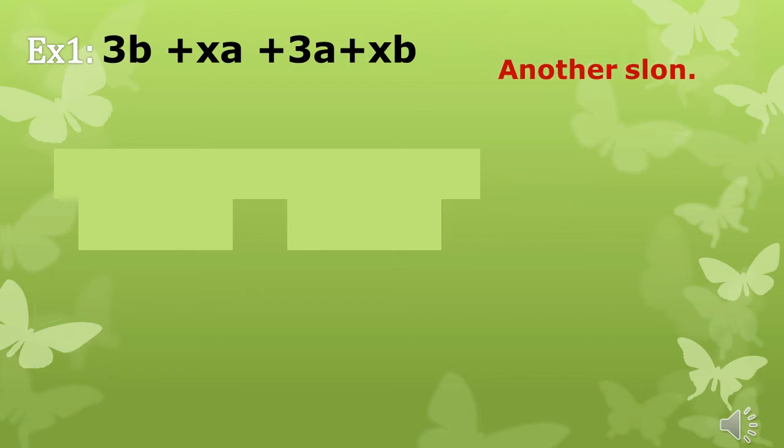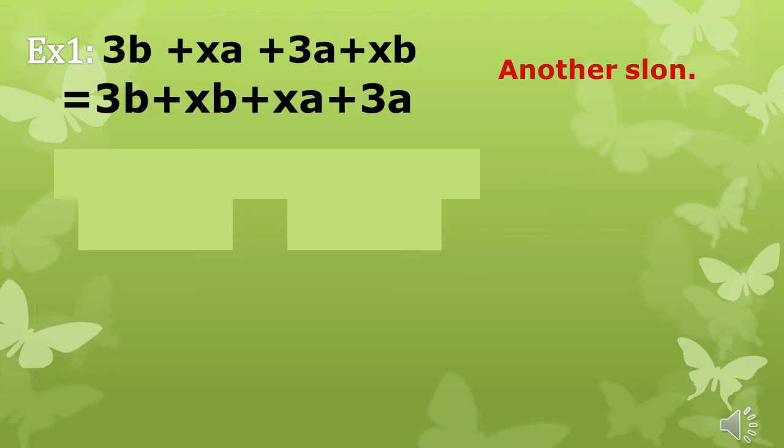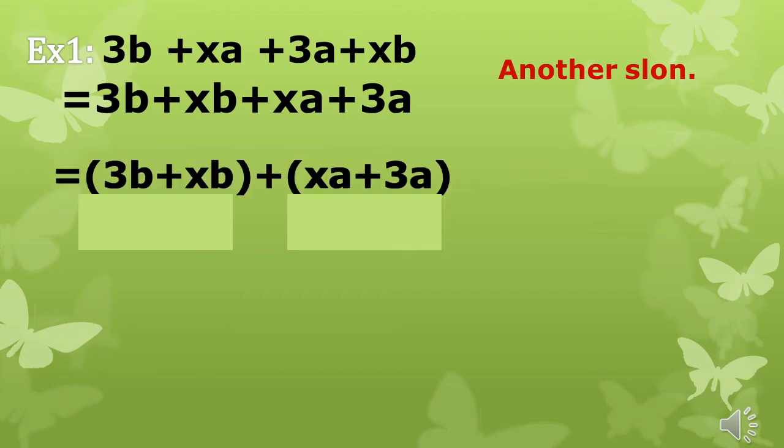By taking a second look at this example, we can see that the first term and the last term also have a common factor. So we could have regrouped it in a different way. So using again commutativity to rewrite this, I can get 3b and xb together and xa with 3a together. Our first binomial 3b plus xb has a common factor which is b. So I can divide each term by b and rewrite this to become b multiplied by 3 plus x.